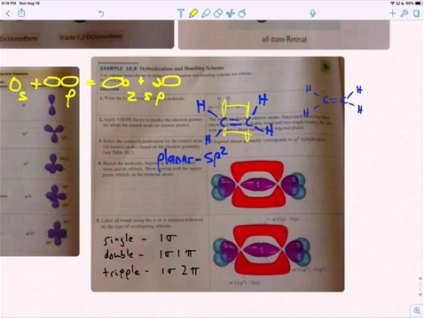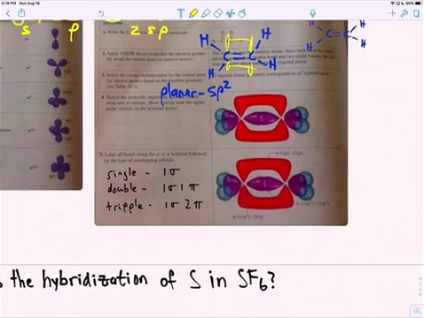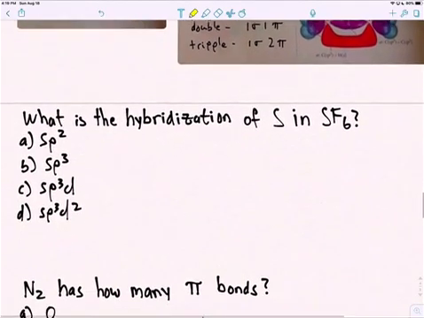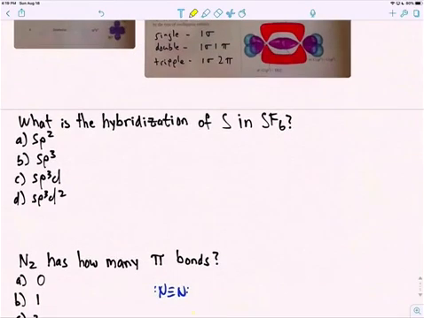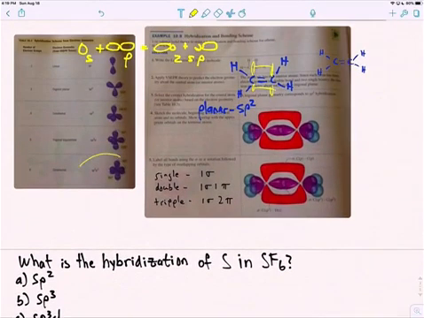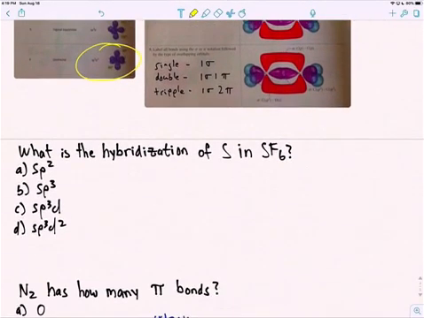And generally speaking, when you have a single bond, it's a sigma bond. If you have a double bond, it's 1 sigma, 1 pi. A triple bond is 1 sigma and 2 pi. So let's see if you're following. What is the hybridization of sulfur in SF6? So there are 6 things, and it is sp3d2 right there.